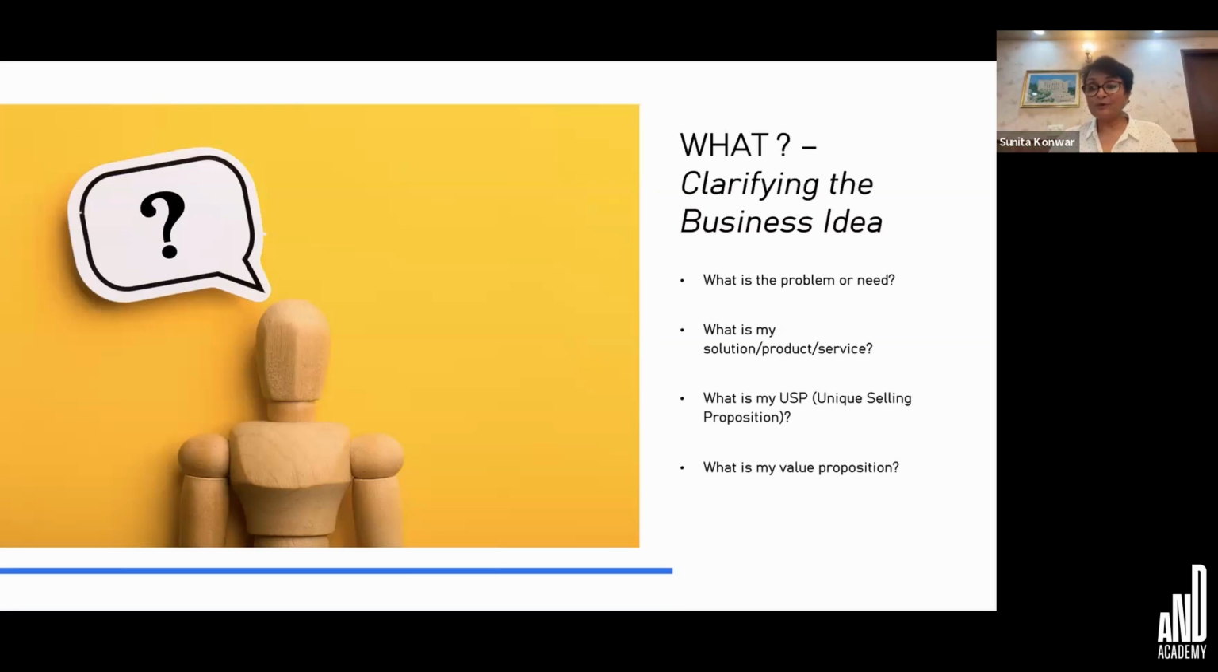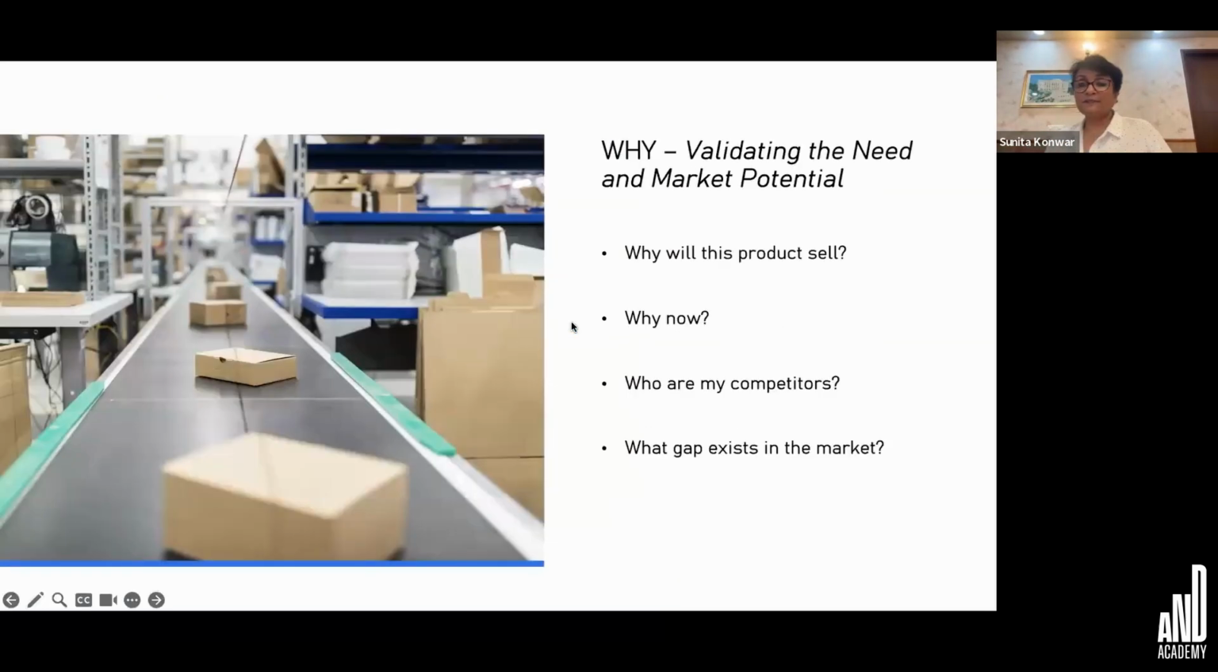Let's go to the next slide and answer the question which is talking about why, which is validating the need and the market potential. We are basically justifying here the reason that my product should exist in the market. So answering questions like, why will my product sell? Is there demand existing? Are people aspirational, or do they feel that this product is very essential for me? So that is what I have to ask.